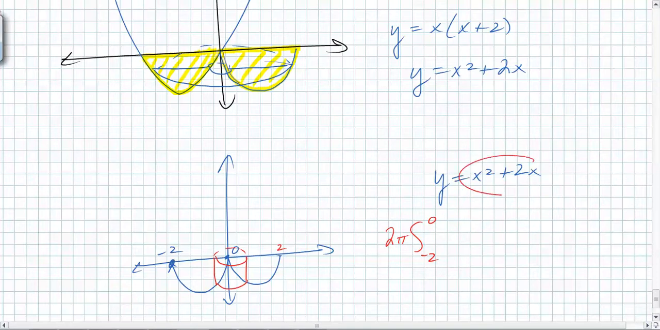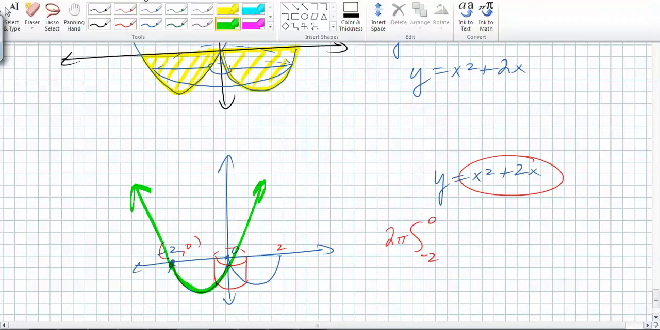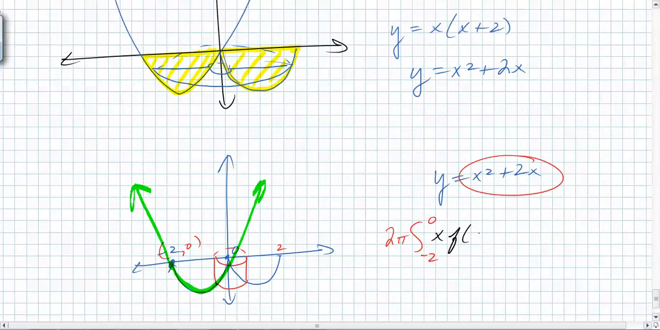Plug in -2 into this. What do you get? 0. That's why this is -2, 0 right here, okay? The function here, this is the function right here. There it is. So you're going from -2 to 0 of x f of x dx.